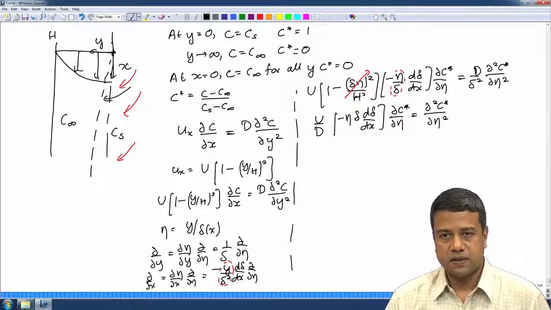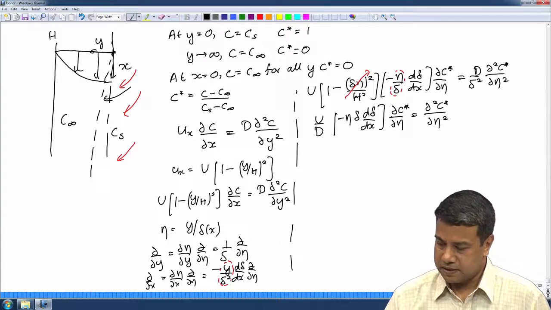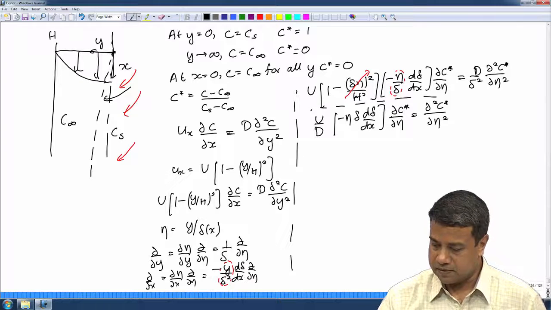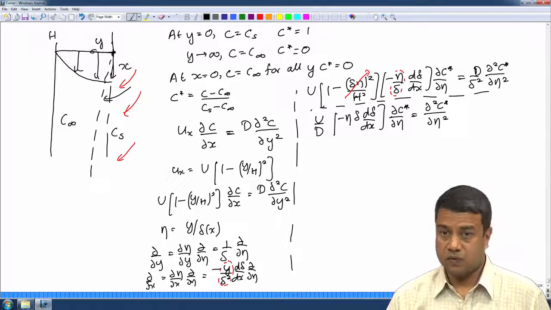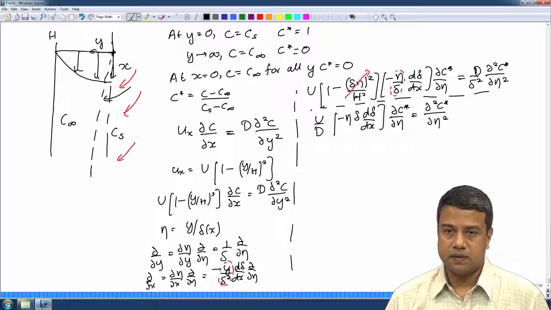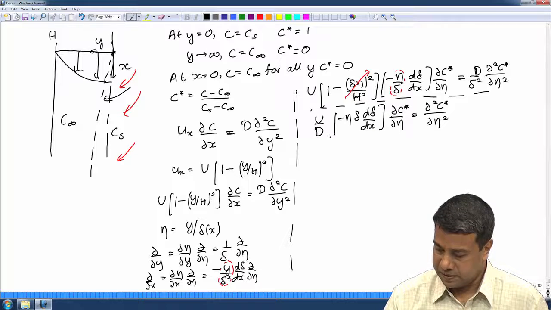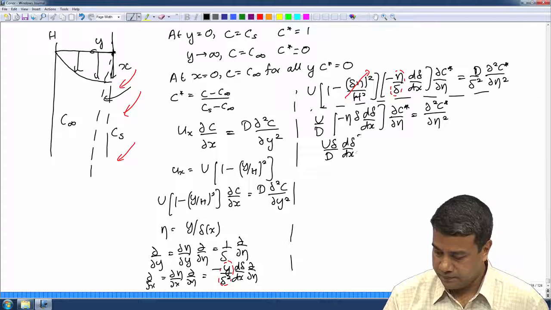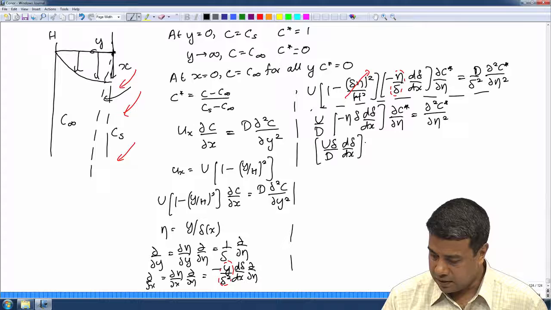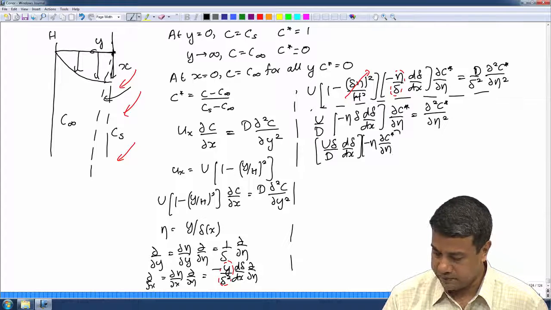So, this is the equation that I would get if I express the equation in terms of the similarity variable. Now, I can separate this out into two parts, one of which depends only on the boundary layer thickness, the other which depends only upon eta. So, I will get u delta by d, into minus eta partial c star by partial eta.